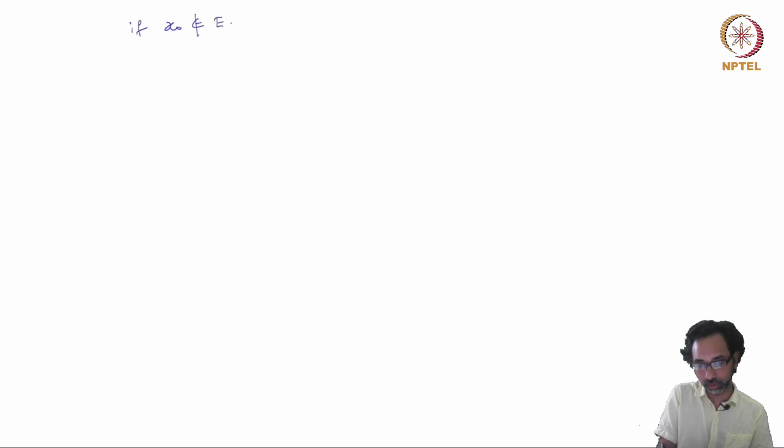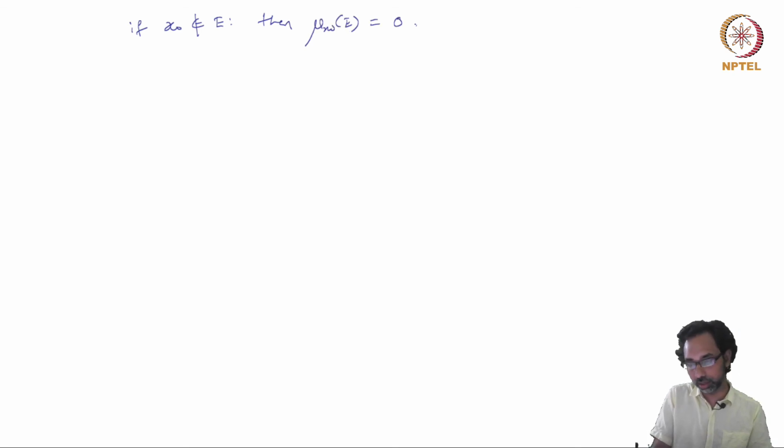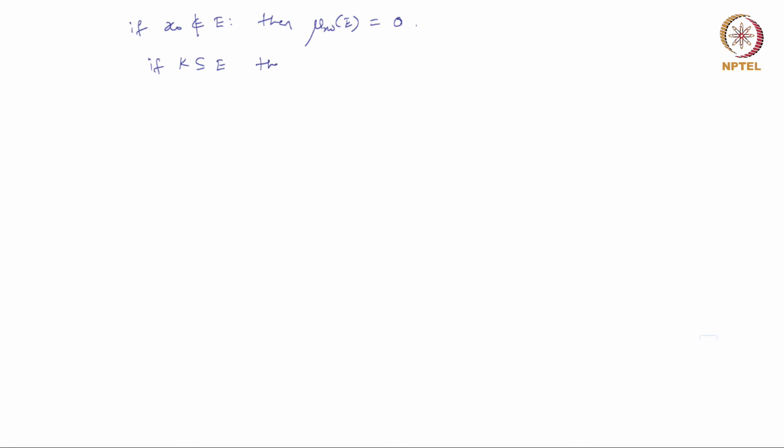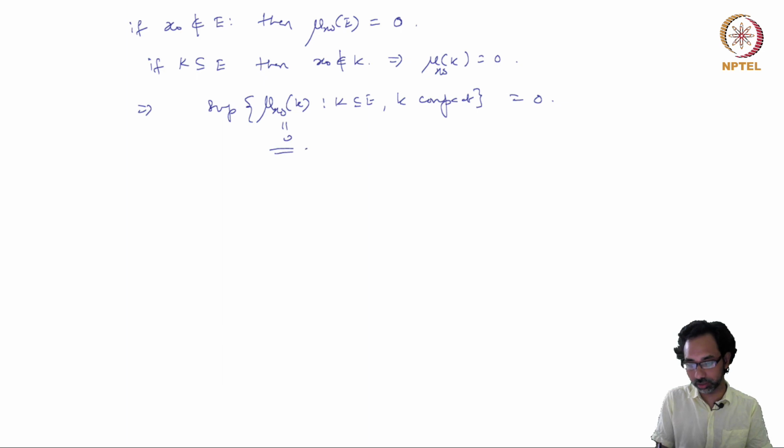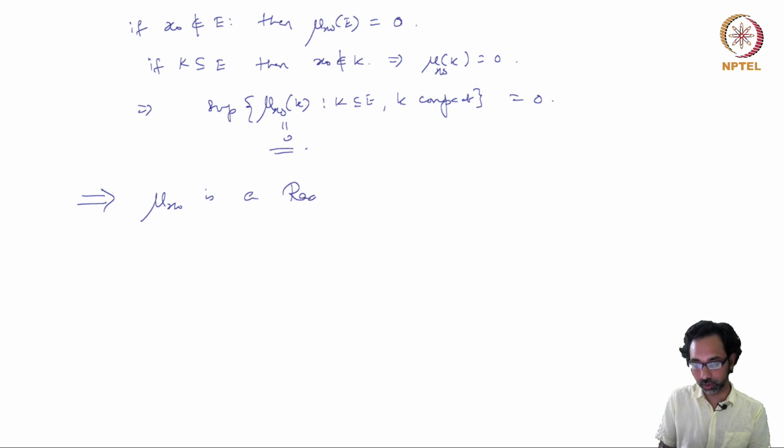On the other hand, if x0 does not belong to E, then of course mu x0 of E is equal to 0. But now it's obvious that if K is any subset of E, then x0 does not belong to K, and this implies that mu x0 of K equals 0, which means that the supremum of mu x0 of K, if you only consider compact sets, is also going to be 0. All of these are 0. So we see that it is both inner and outer regular, and it is locally finite. So this means that mu x0 is a Radon measure.